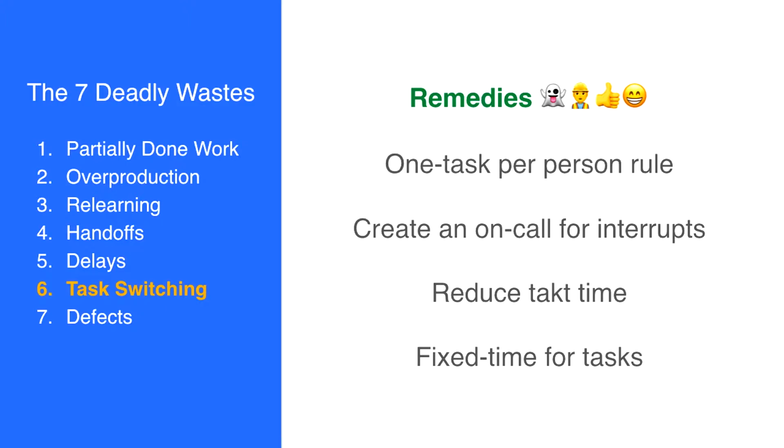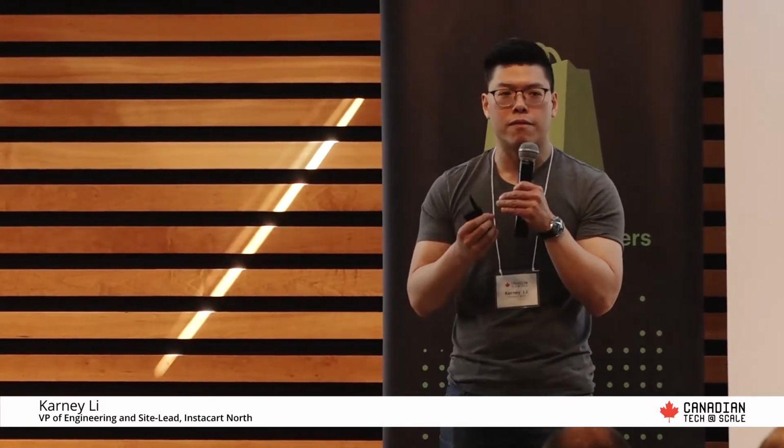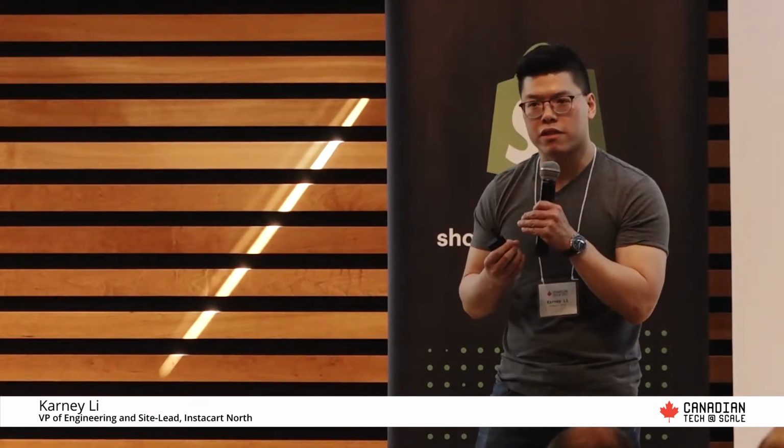So you can put some good guidelines in place. One task per person. Optimize for one-piece flow. Don't take them off the task until they're done. Create an on-call rotation. Limit the interrupts to a certain person instead of having everyone on your team fight fires. There's something called Takt Time in Lean, and that's really about understanding what a unit of work is.